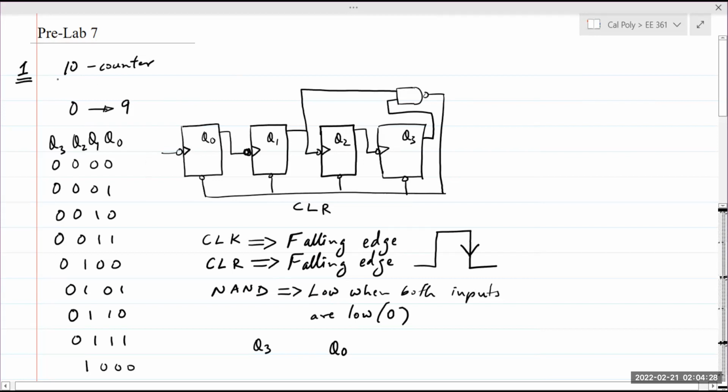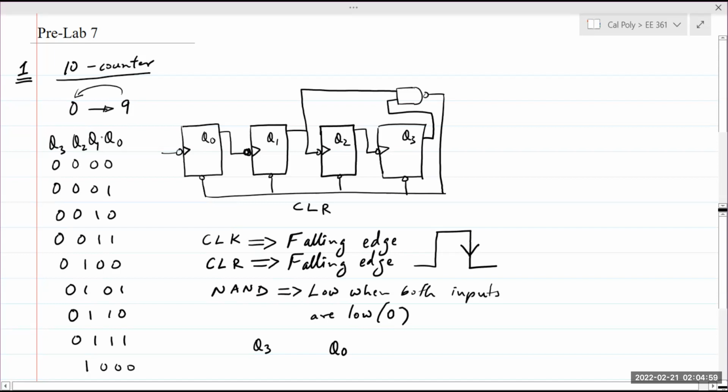Okay, 10 counter. As the name suggests, it counts 10 digits or 10 numbers. In the binary number system, everything starts from 0. So 0 is what we would say as our starting point as the number 1. And so a 10 counter would count from 0 to 9, and then it should go back to 0.